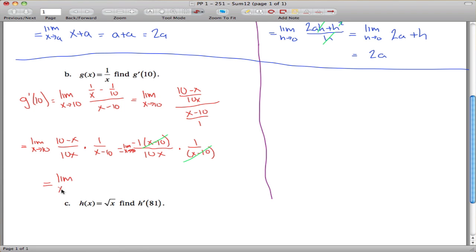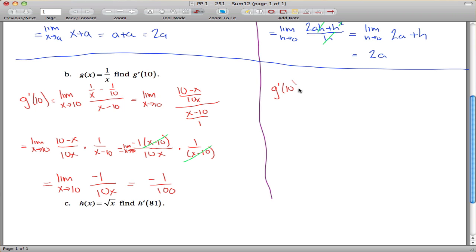It's the limit as x approaches 10 of negative 1, don't forget this negative here, divided by 10x. We can figure that out. Change all the x's into 10s, get negative 1 over 100. So g prime of 10 is negative 1 over 100. Let's see if I can reproduce that using the difference quotient.